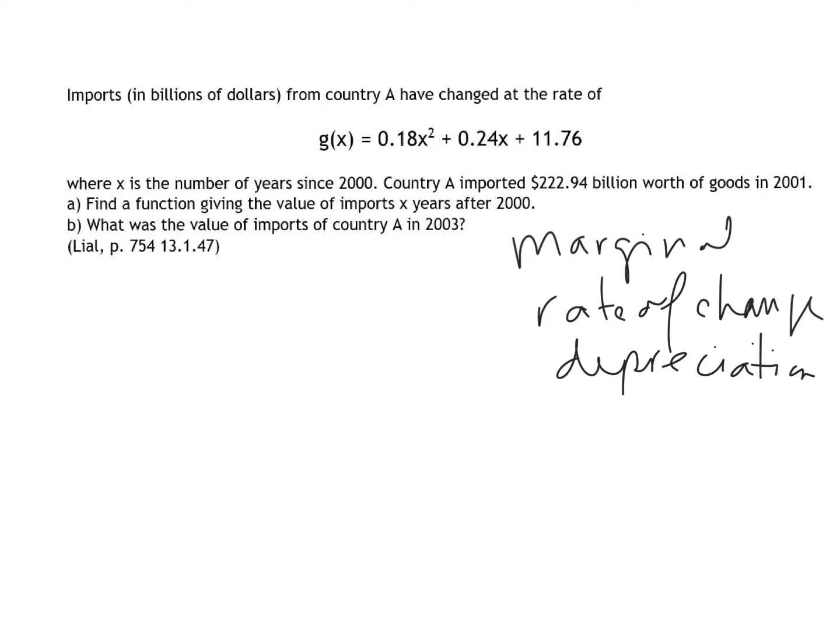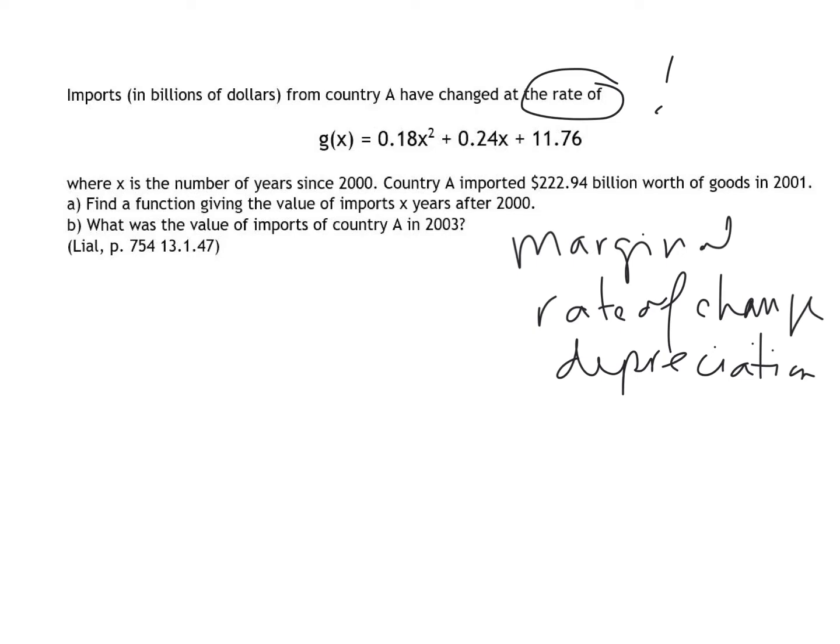It says imports in billions of dollars from country A have changed at the rate of, right? At the rate of. That's our key word right there that tells us, oh okay, that's the derivative. That's the rate function, right? That's the derivative of this function. So that tells us that we do not have the original function, we have the derivative function, and then we can proceed and determine what they're asking us to do.